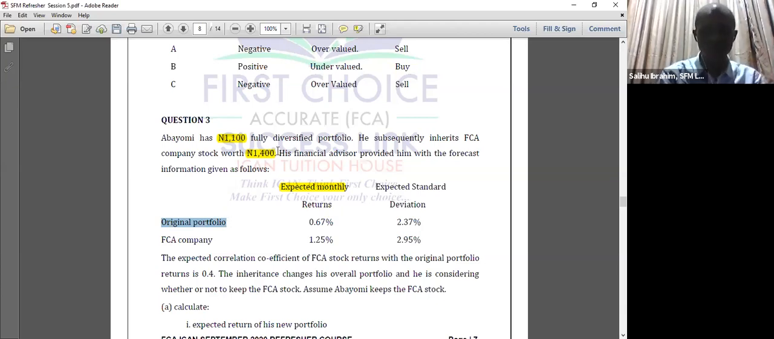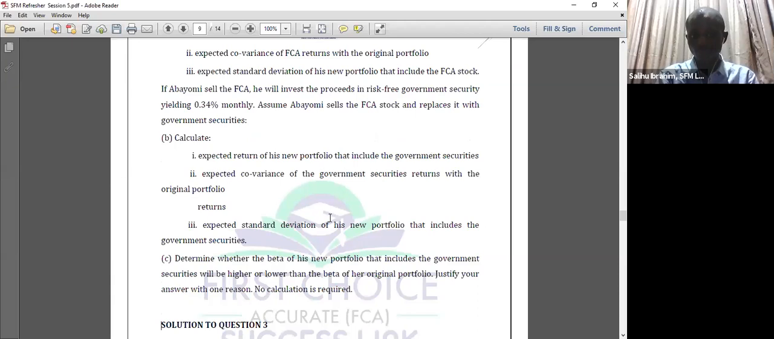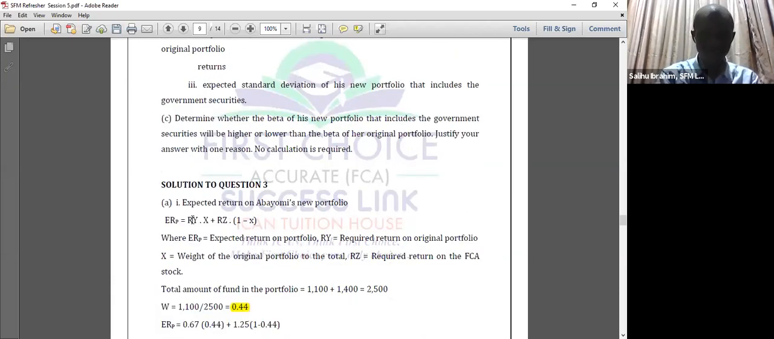Now, I will take this one also. I divide it by 2,500. I use it to multiply this. I will get my expected return on the FCA company stock. Then, when I add the two expected returns, I get the expected return on the portfolio. That is the simple thing I have done down there. That's what I indicated in this formula: expected return on portfolio is equal to required return on Y. You got it? Okay, thank you. Let us go further then, if you have gotten it.